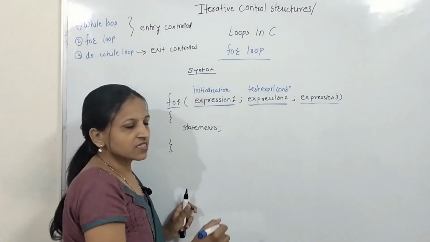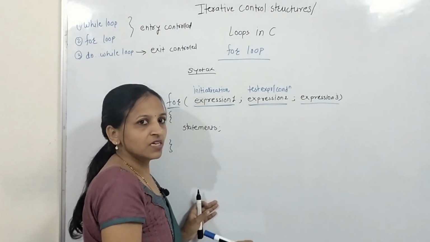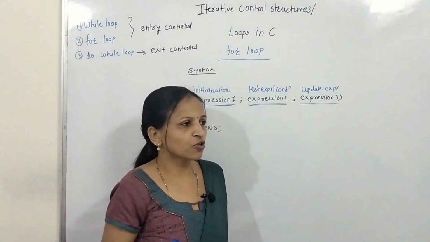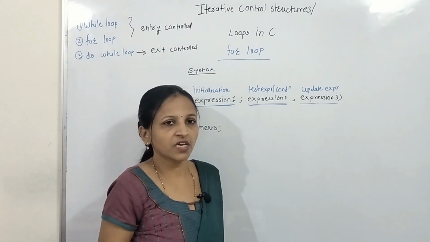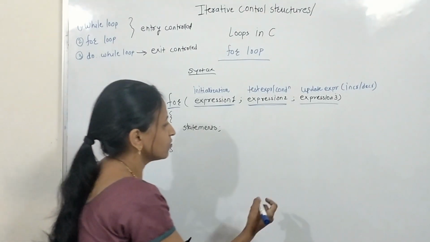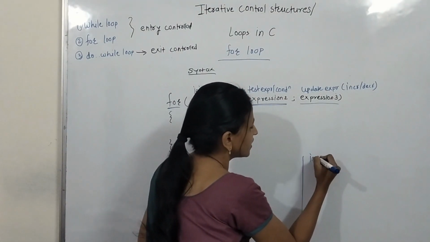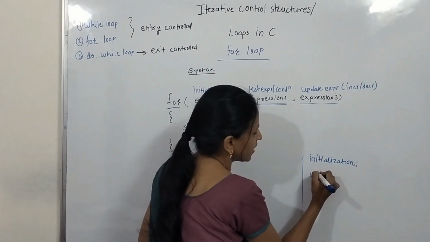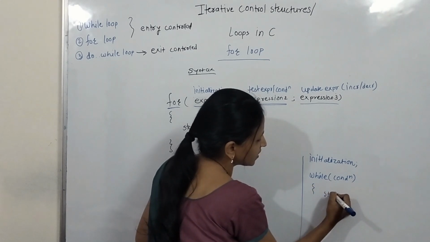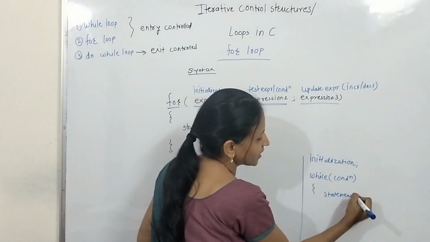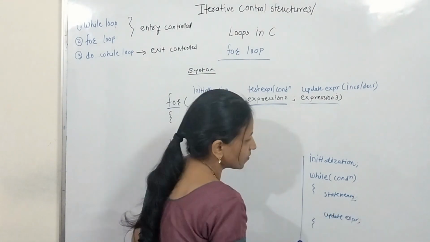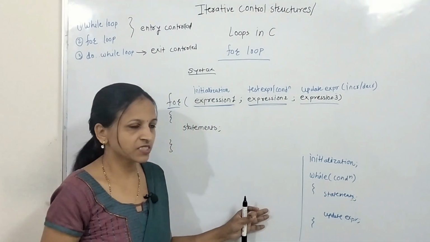Now the last expression is normally the update expression. Update expression means whatever increment or decrement to that counter variable, that you can place here. In the last session what we have seen, see here, first we will write initialization, then after that the while keyword, then the condition or test expression, then here we write whatever statements we want to execute repeatedly. After finishing all the statements, we have to write the update expression here. We have already seen this part in the previous session.